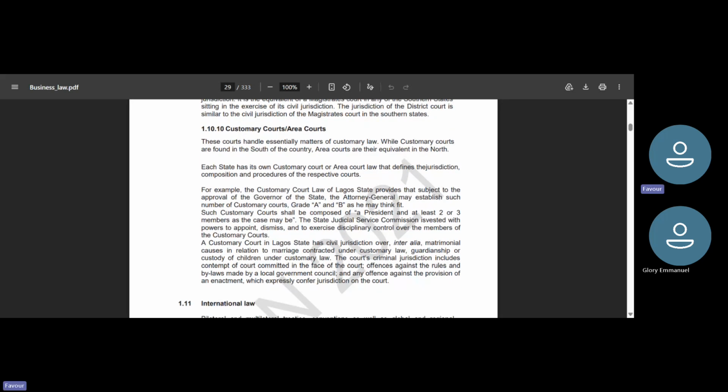Then the next is the customary courts or the area courts. So this court handles matters of customary law. From the name you can tell that this has to do with matters that involve the customary law. And the customary courts are found in the south. The equivalents in the north are called the area courts.